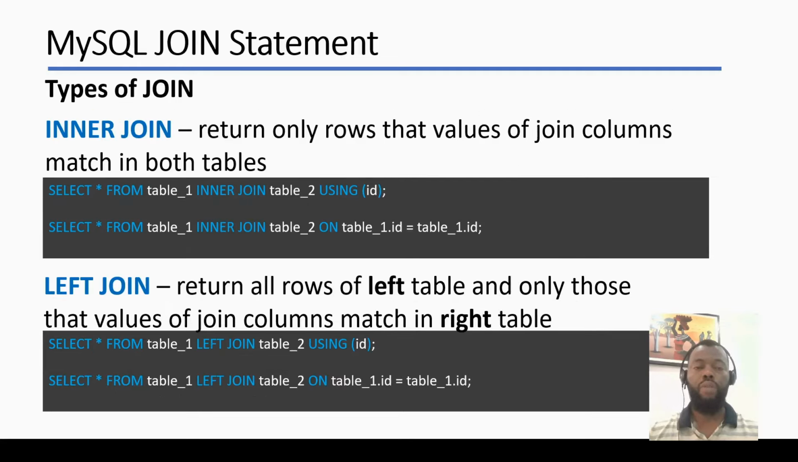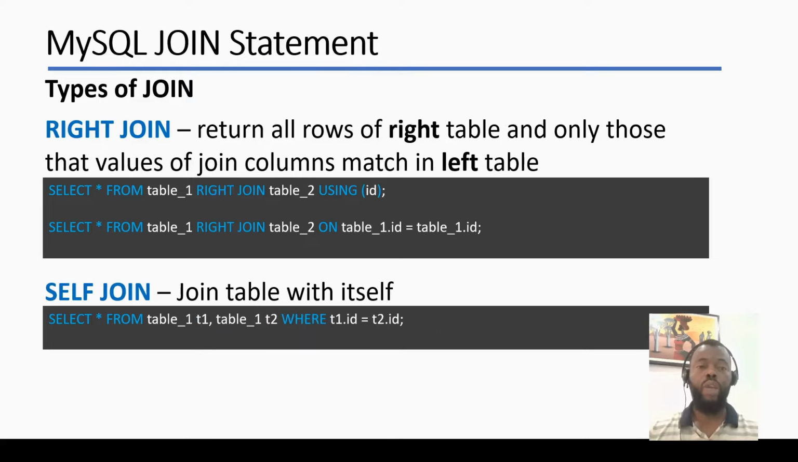We have different types of join. We have inner join, where we retrieve the rows that match in both tables. So the key columns that we use to match have to have matching values in both tables. We have left join, where we retrieve all rows from the left table and only those that match in the right table. We have a right join, where we retrieve all rows from the table on the right, but only those that match from the table on the left.